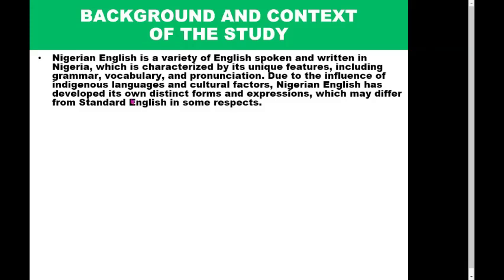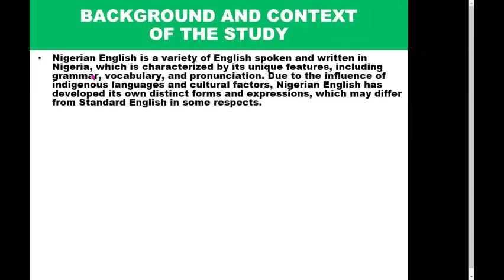Now let's look at this sample. As we earlier saw, it's about investigating the most frequently occurring grammatical errors of Nigerian English speakers, especially those in the high school. Okay. Now let's look at what we could put down as background or context of this type of study.